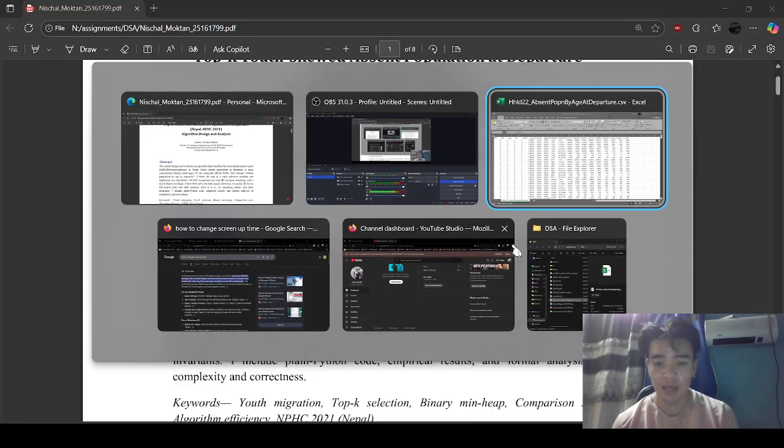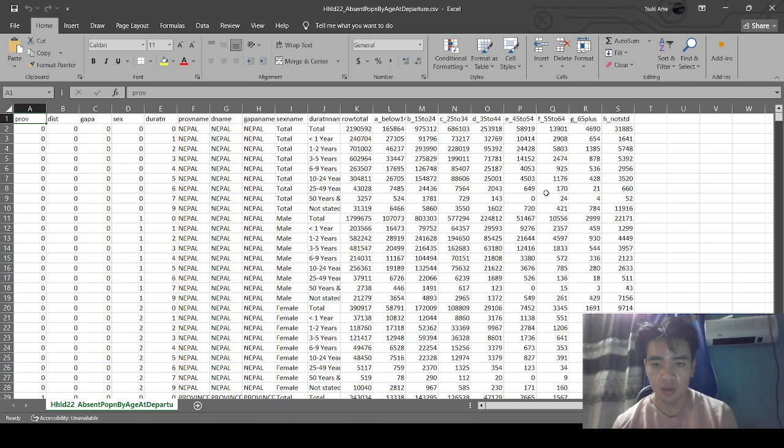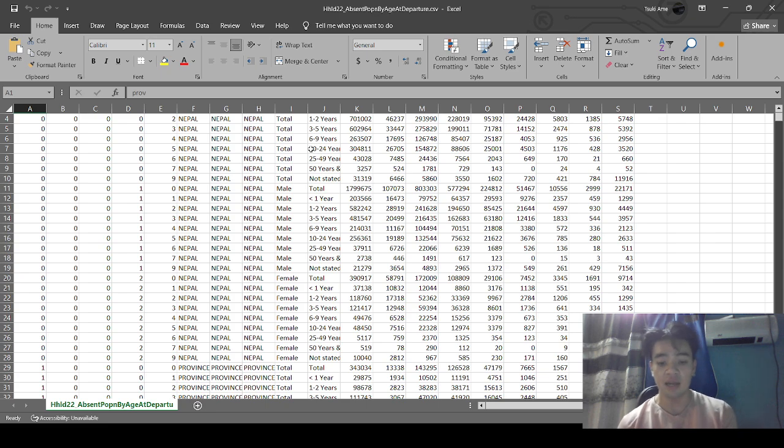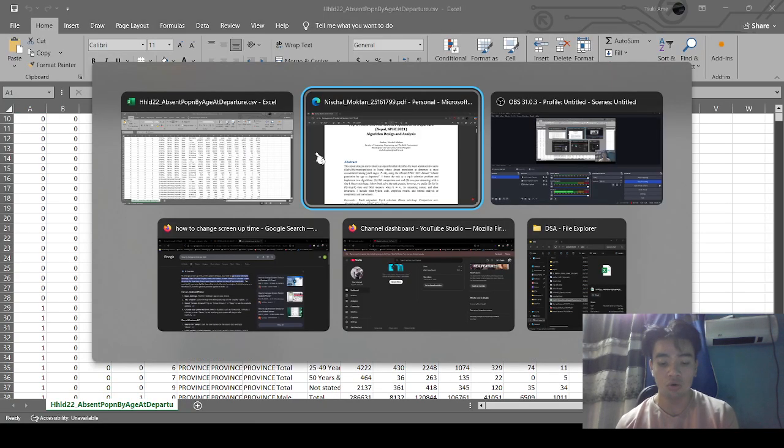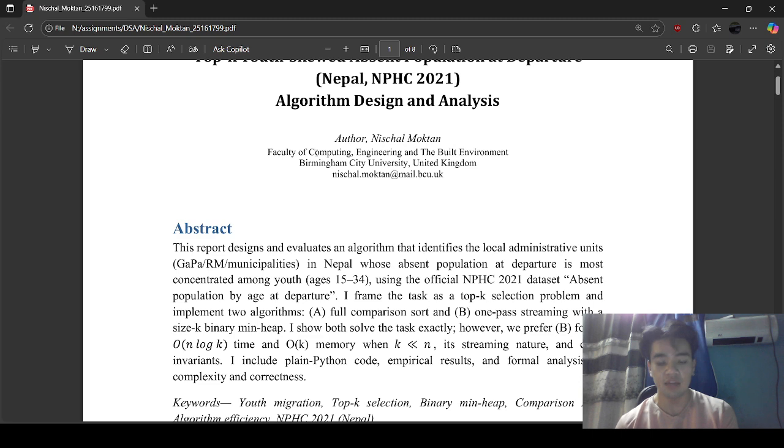The data set I obtained was from the Census Nepal, the official website of the government of Nepal. The data set is the absent population by age at departure. It's in the .csv format. Each record is a local unit with counts by age bands. I restrict to sex equals total and duration equals total. Drop aggregate national rows such as Nepal and skip any rows with non-positive totals.